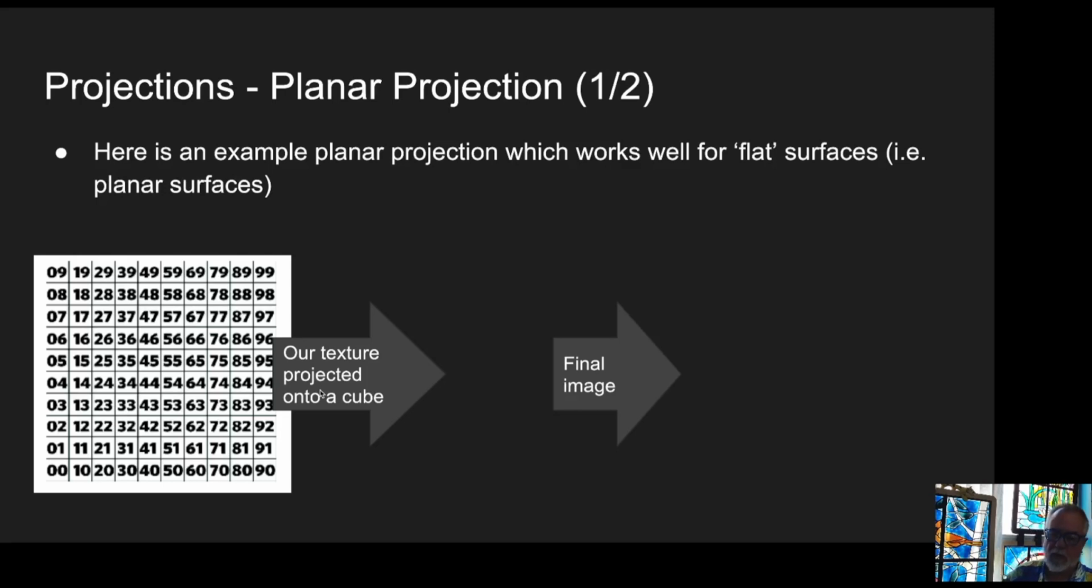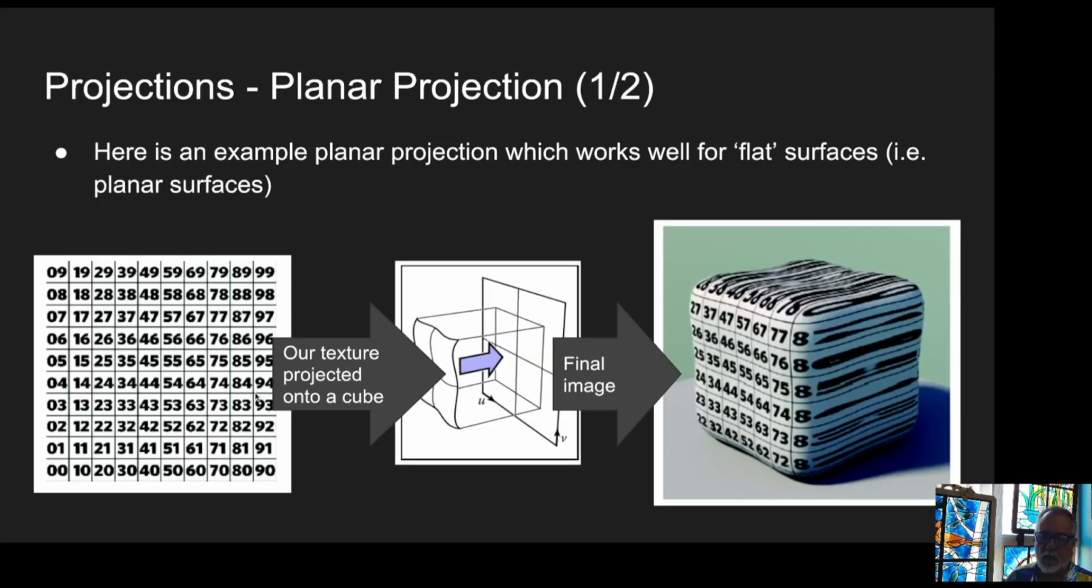But just so you know, here are some projections. This is a planar projection. Our texture is projected onto the cube. Notice how it stretches out here. We really don't want to do that. We should fire that artist.